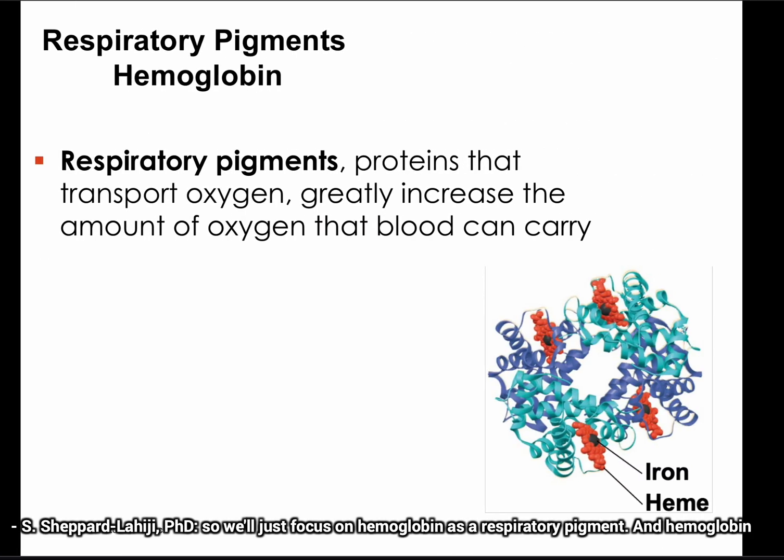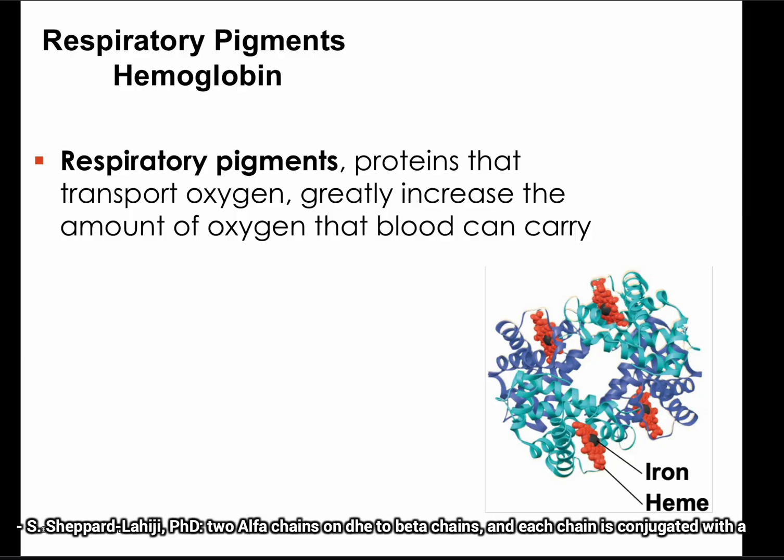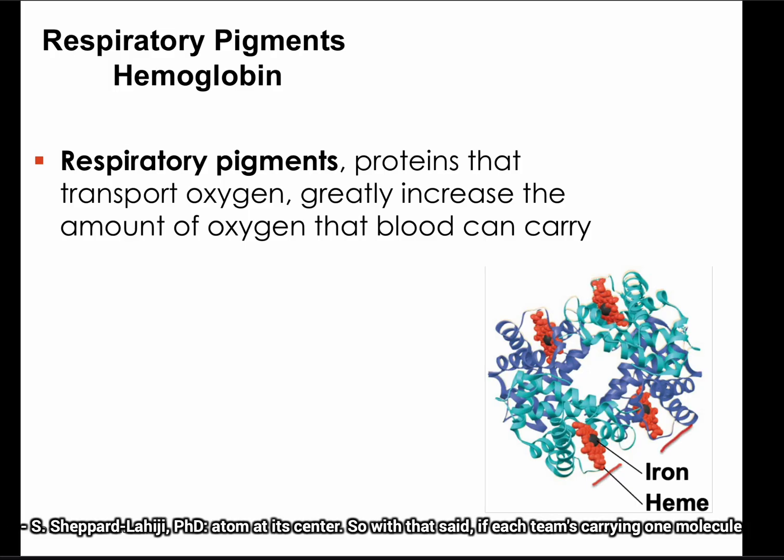So we'll just focus on hemoglobin as a respiratory pigment. And hemoglobin is a polypeptide that has reached its quaternary level of structure because there are 2 or more polypeptides involved in it. It consists of 2 alpha chains and 2 beta chains. And each chain is conjugated with a non-protein heme group. And the heme group is what binds oxygen to an iron atom at its center.